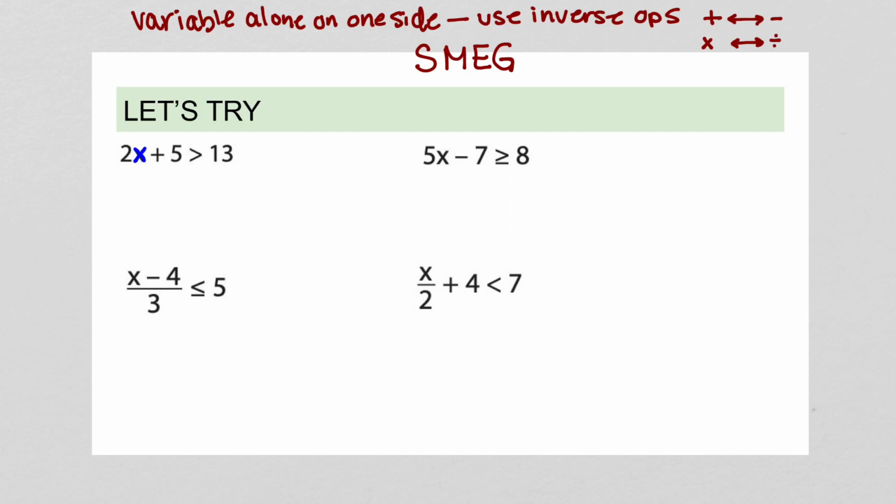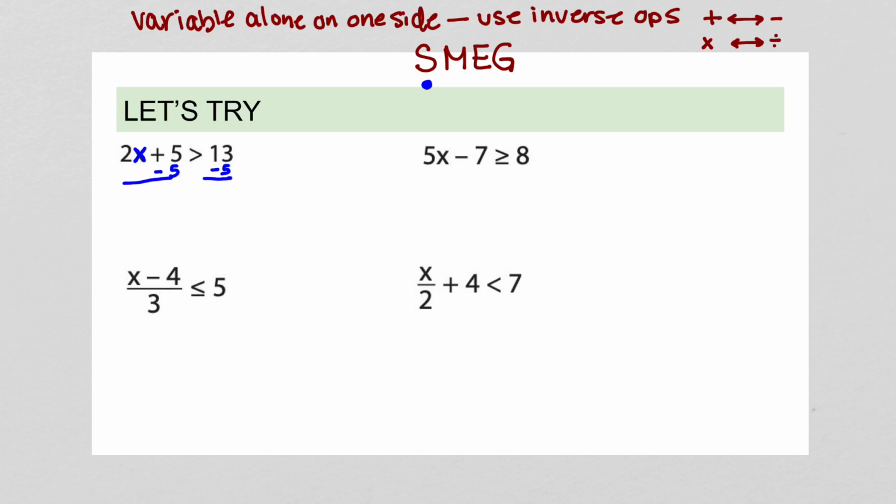So first, let's look at the S, subtraction and addition. Right now I have something added to my x value, and that's a 5. I have plus 5, so the opposite or the inverse of plus 5 would be to minus 5. What I do to one side, I do to the other. That's how we keep balance.